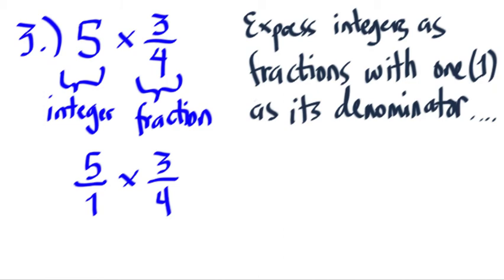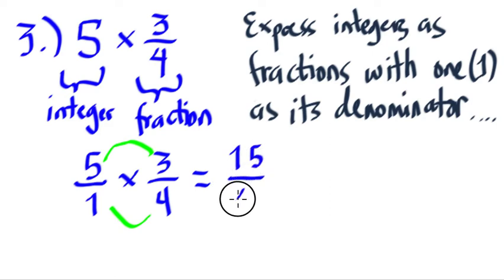We follow the rule: multiply numerator to numerator, denominator to denominator. So 5 times 3 is 15, 1 times 4 is 4, and clearly this is an improper fraction. Since it is improper, what are we going to do? We're going to make it mixed. How do we make it mixed? We divide it.